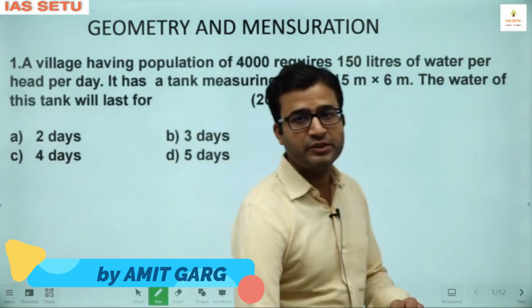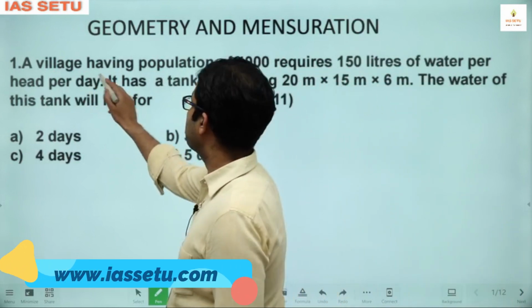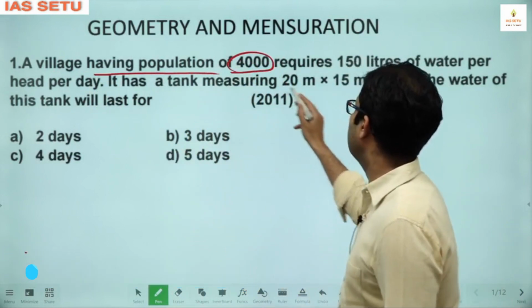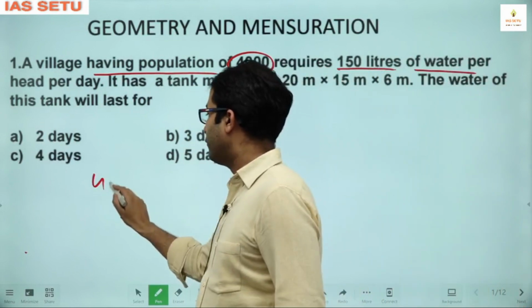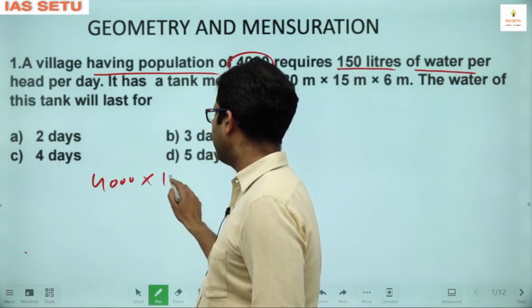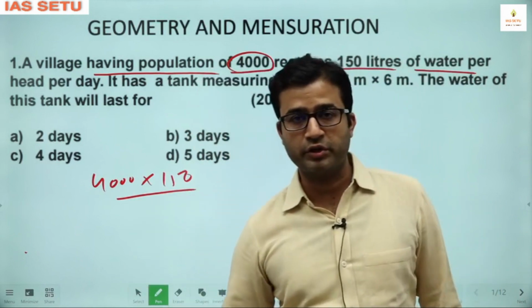So today, geometry and mensuration PYQ, previous year questions. Question number 1. A village having a population of 4,000 requires 150 liters of water per head per day. So 4,000 persons need 150 liters for their daily requirement, morning to evening.